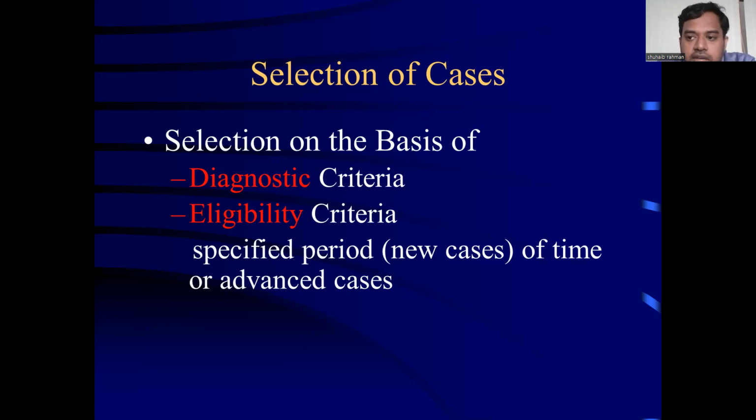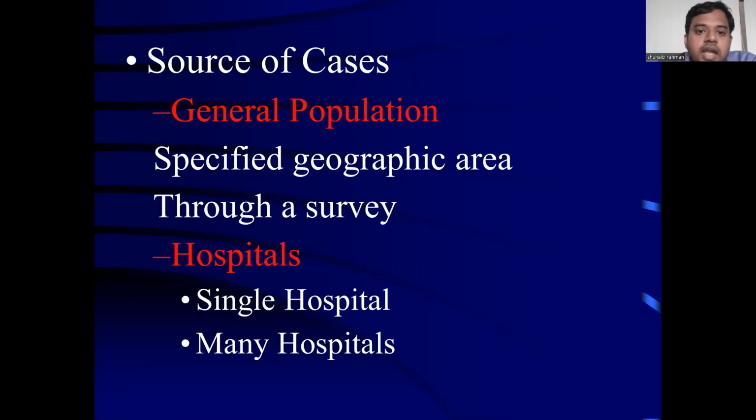Then comes the eligibility criteria. There's a specific period, such as patients who have got the disease in a particular year or time period, a particular age, a particular gender; all those things come under eligibility criteria. Once you have made your diagnostic and eligibility criteria, you are not supposed to change them. Now, the sources of cases: from where are you going to get your cases? That is from the general population and hospital.